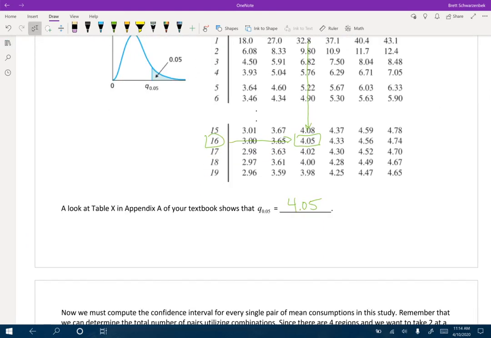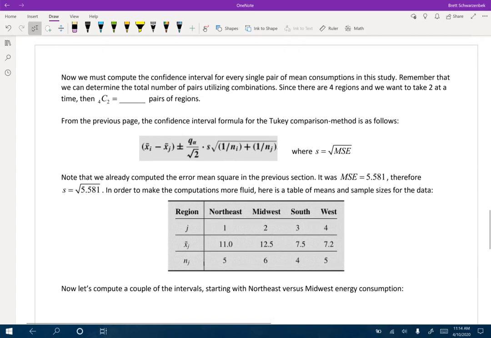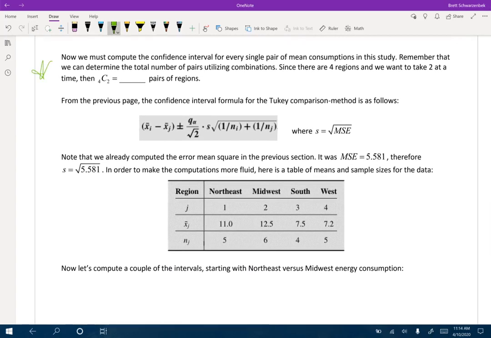Okay, so how are these intervals actually calculated? All right, I'm going to read this. It says, now we must compute the confidence interval for every single pair of mean consumptions in this study. Remember that we can determine the total number of pairs utilizing combinations. Since there are 4 regions and we want to take 2 at a time, we do 4C2. If you put that in the calculator, you're going to get 6 pairs of regions, which means we need 6 confidence intervals in order to move on.